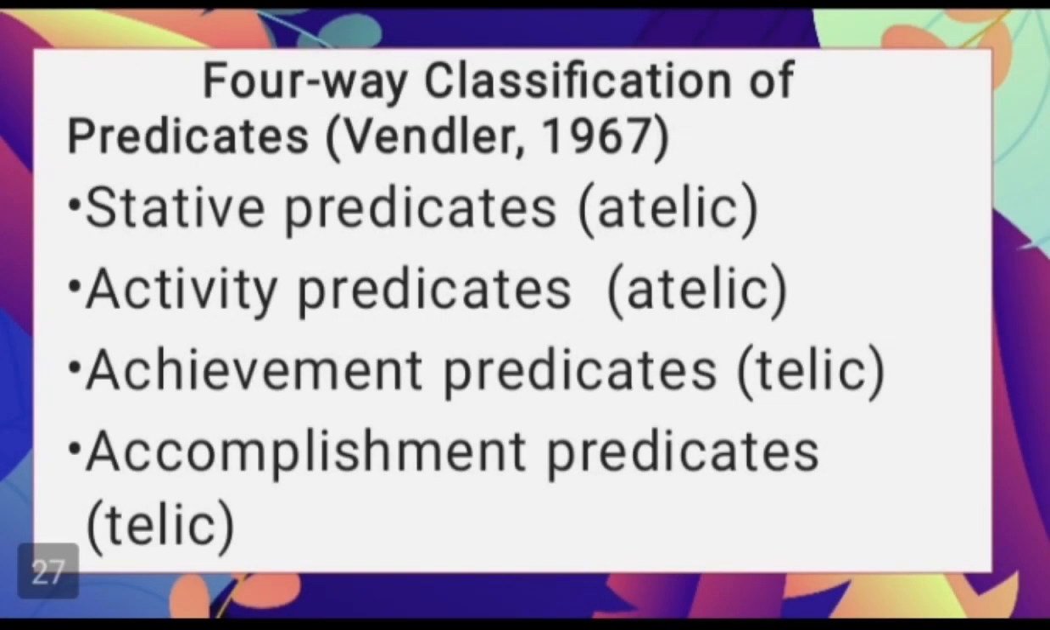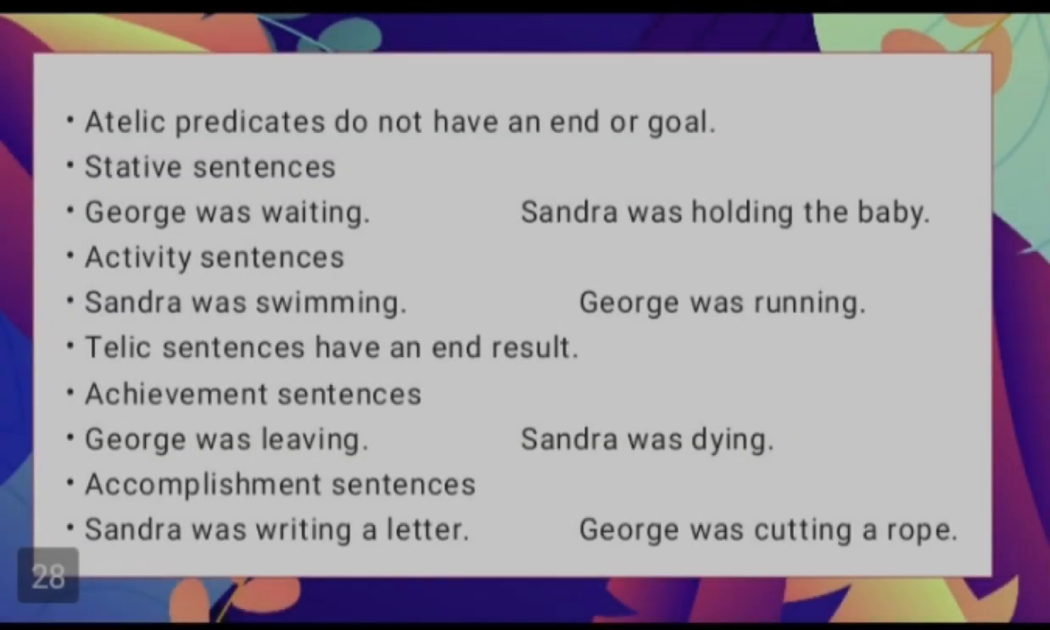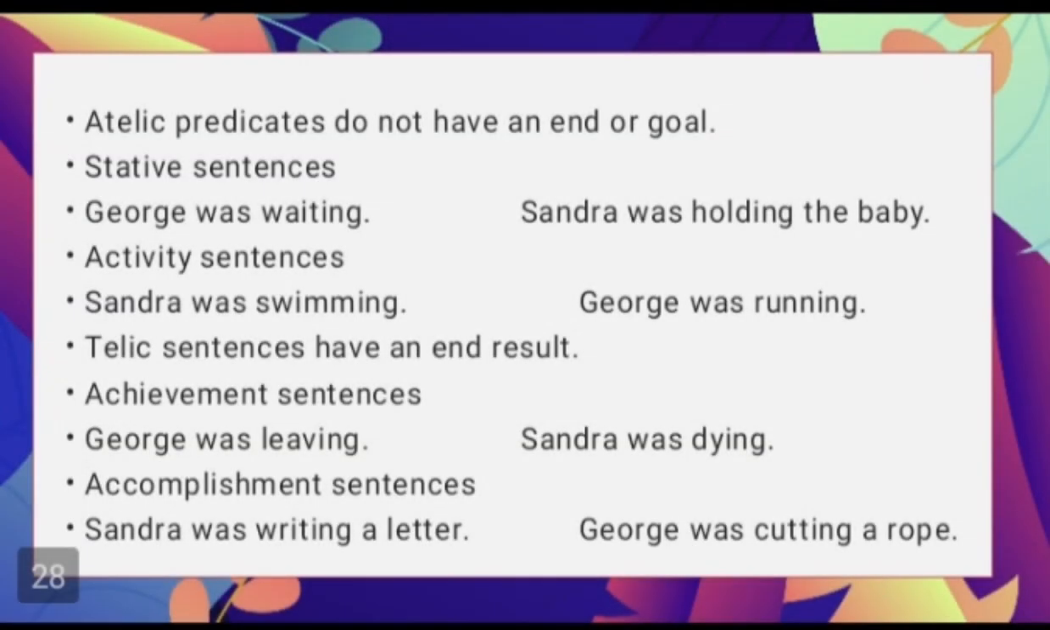There is a four-way classification of predicates according to Vendler, 1967, which is static predicates, atelic; activity predicates, atelic; achievement predicates, telic; and accomplishment predicates, telic. Atelic predicates do not depend on an end or goal. Stative sentences: George was waiting. Activity sentences: Sandra was swimming. Telic sentences have an end result. Achievement sentences: George was leaving. Accomplishment sentences: Sandra was writing a letter.